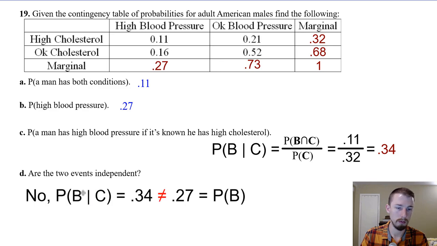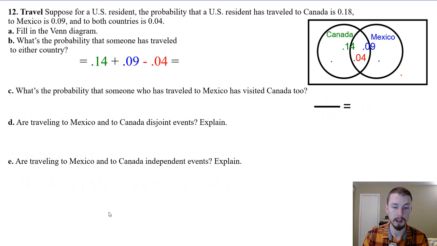So are the two events independent? No, because the conditional probability is 34%, where the overall probability, the marginal, is 27%. Those are not the same.